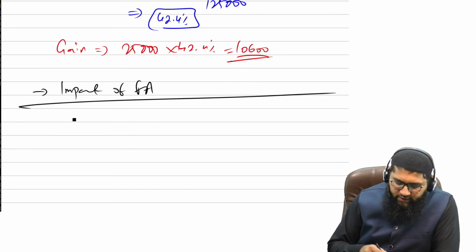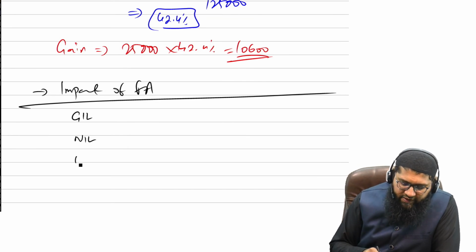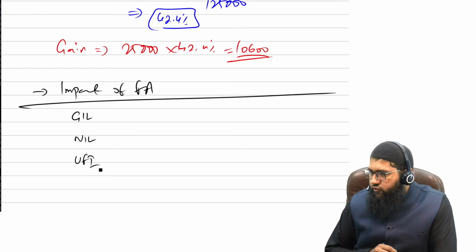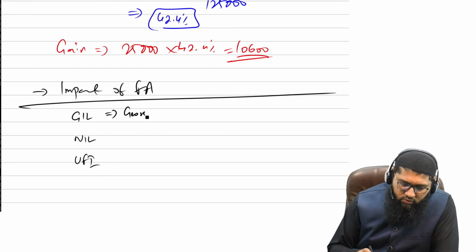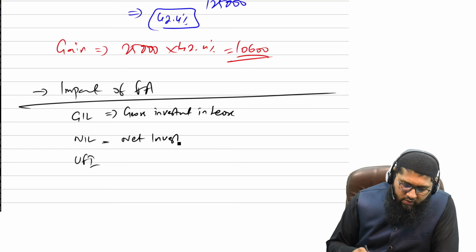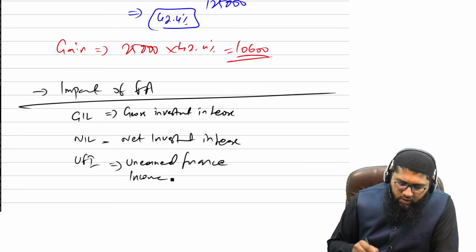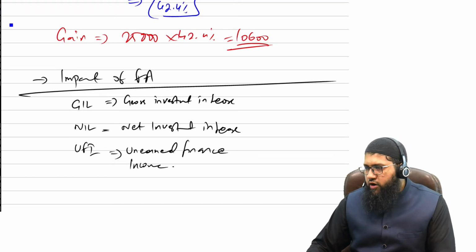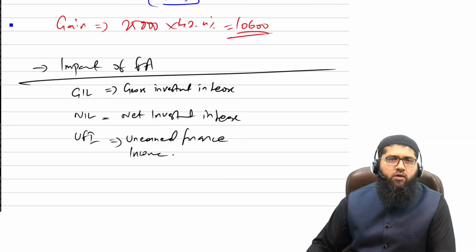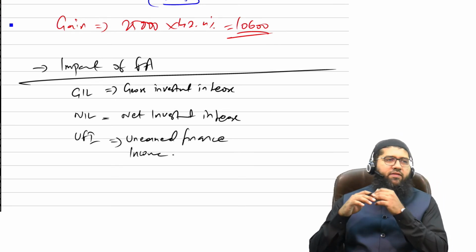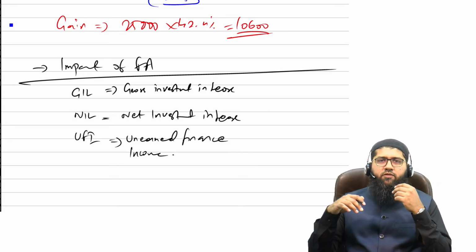Okay, you are asking what is GIL, what is NIL, what is UFI? So GIL is gross investment in lease. NIL is net investment in lease. UFI is unearned finance income, right? So you've got one which is gross investment in lease, you have got net investment in the lease, and the third one of them is unearned finance income.